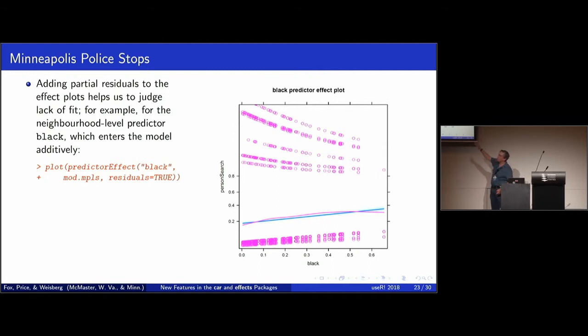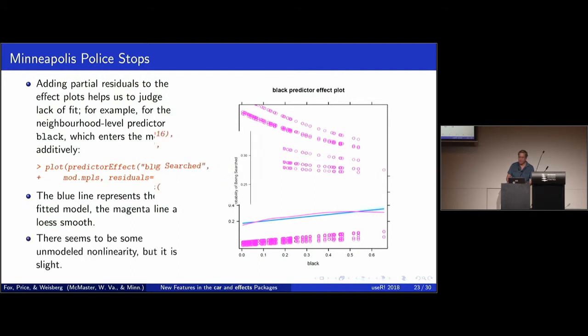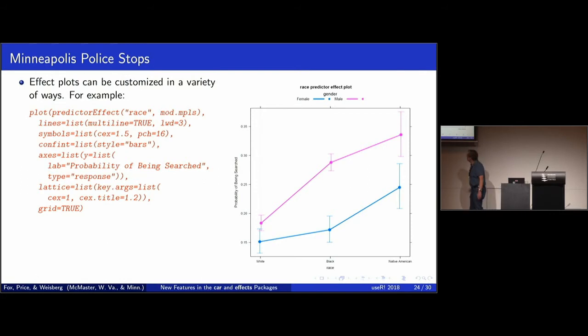The magenta line is a nonparametric regression smooth. The blue line represents the fit of the model on the logit scale. And here is a customized effect plot showing the race by gender interactions. So clearly, blacks, both male and female, tend to be searched when stopped with a much higher probability than whites, and Native Americans even more so. The gender differences are less for whites than for blacks and Native Americans.